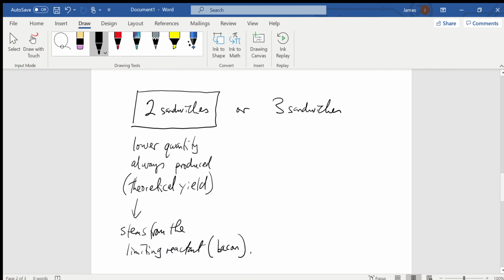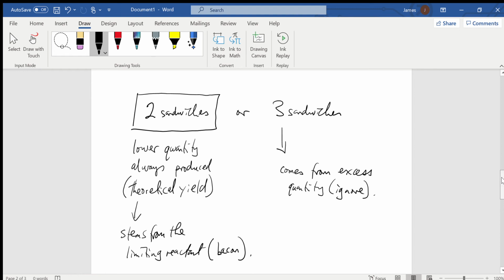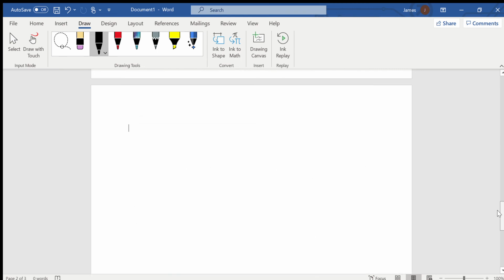The larger value, and I won't circle it, comes from the excess quantity, and we can just ignore it. So all of our calculations come from the limiting reactant, and that's why it's vital that you can determine the limiting reactant. Okay, so that's our silly analogy, but tasty analogy.